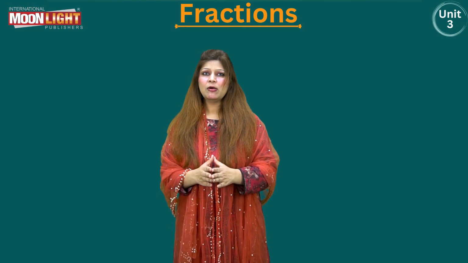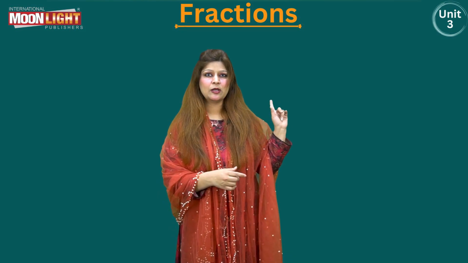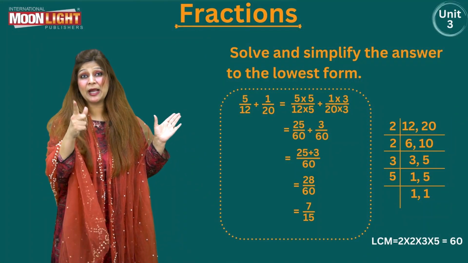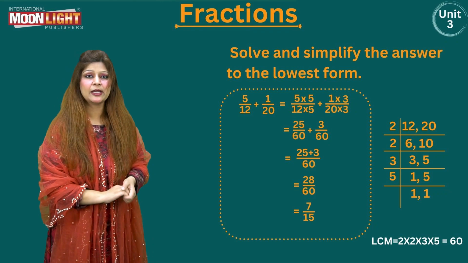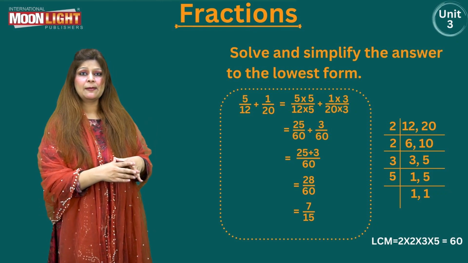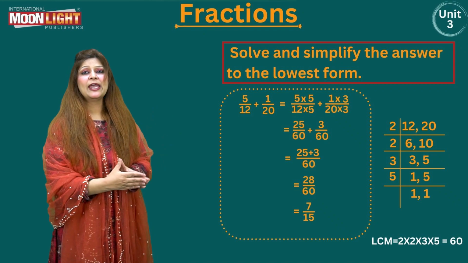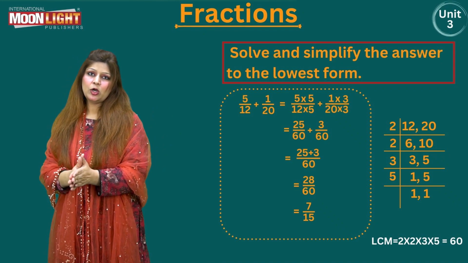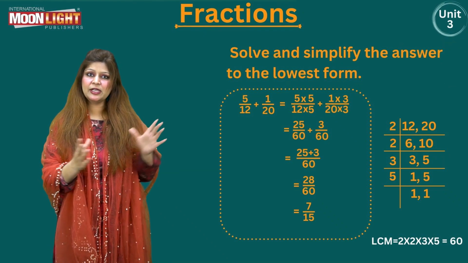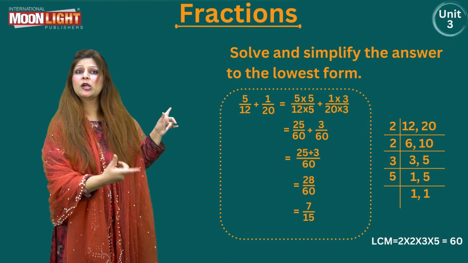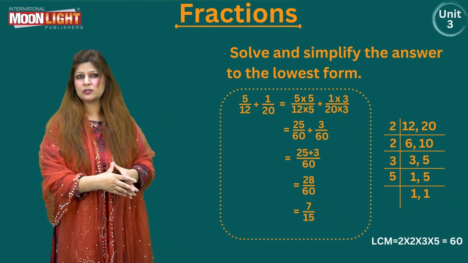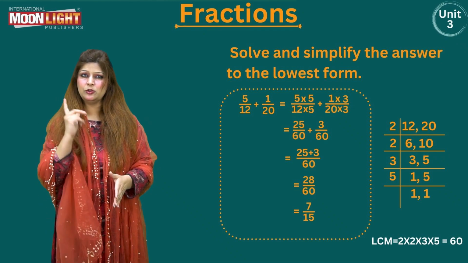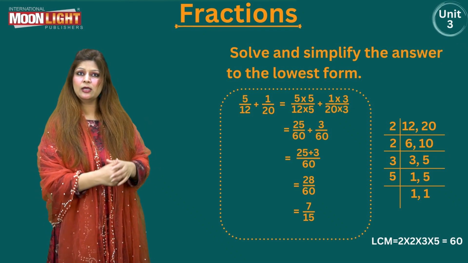Right now I have one example for you. Just check this example out. This example is of adding unlike fractions, but we have two fractions. The statement of the example is over here: solve and simplify the answer to the lowest form. Whether they have written this statement or not, you have to simplify the answer. If only solve is written, this does not mean that you are not going to simplify the fraction. Whenever you have a fraction and the division is possible, cutting is possible, do cut them and write the answer in the simplest form.